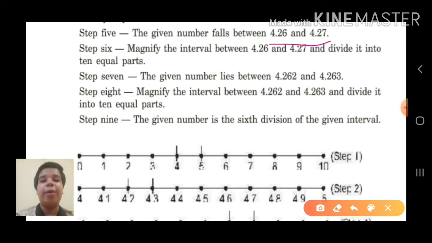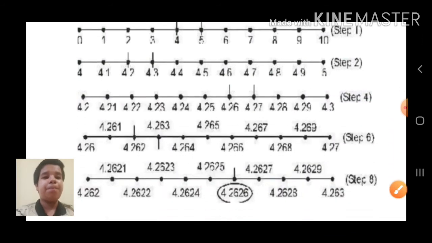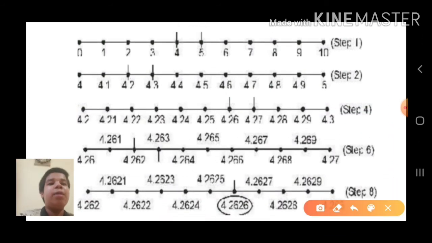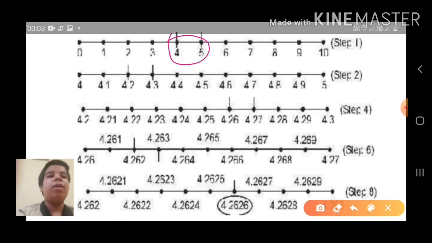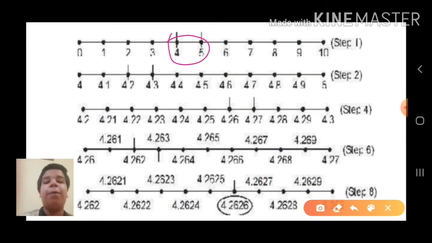Now let's see how to do it practically. Step 1: first we have to take a number line from 1 to 10 and mark 4 to 5 because we know the number is between 4 and 5. Now our step 2 is we have to divide the interval between 4 and 5 into 10 equal parts, which would be 4, 4.1, 4.2 and so on. So let's recognize the number. What is it? 4.2626. So it should be between 4.2 and 4.3. Mark that too.